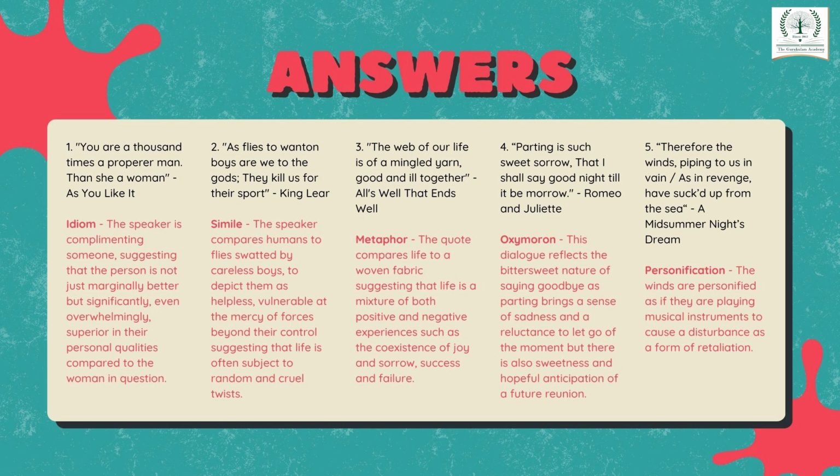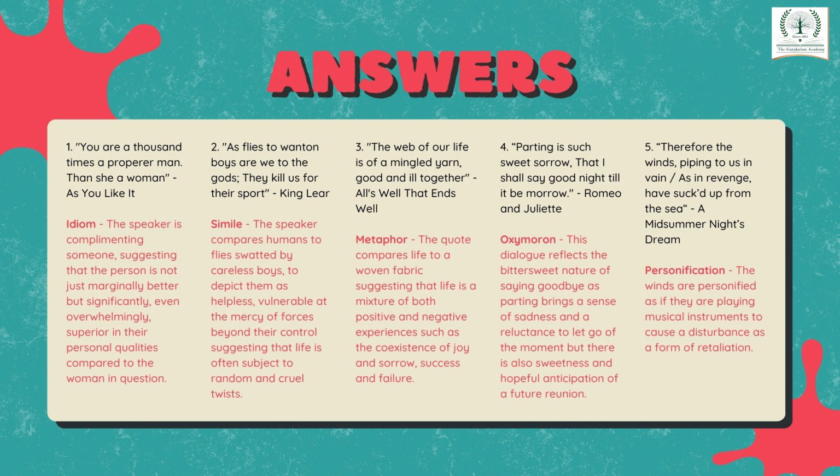2. "As flies to wanton boys are we to the gods. They kill us for their sport." King Lear. Simile. The speaker compares humans to flies swatted by cruel boys to depict them as helpless, vulnerable, at the mercy of forces beyond their control, suggesting that life is often subject to random and cruel twists.